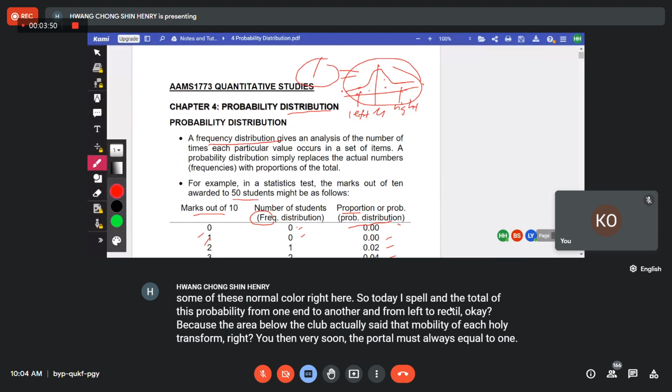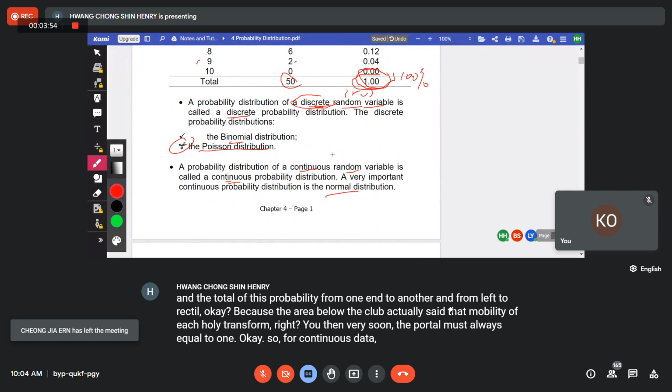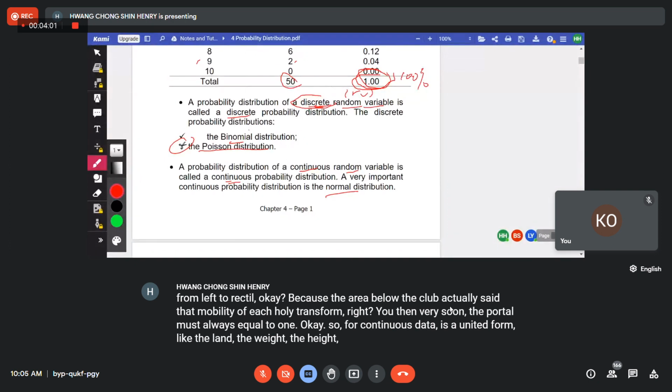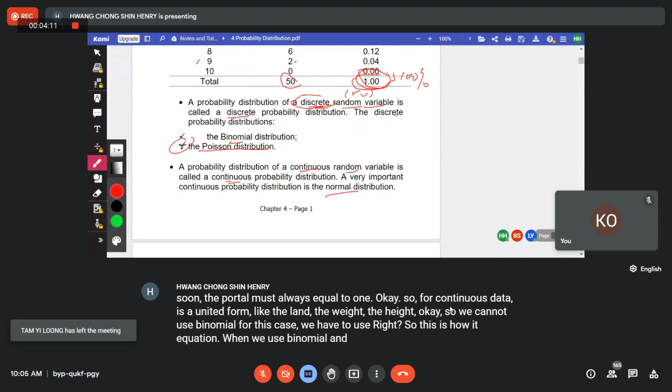Okay, so continuous data is data that can be measured in point form, like the length, the weight, the height. Okay, so we cannot use binomial for this case. We have to use normal. Right? So this is how we differentiate between when we use binomial and when we use normal.